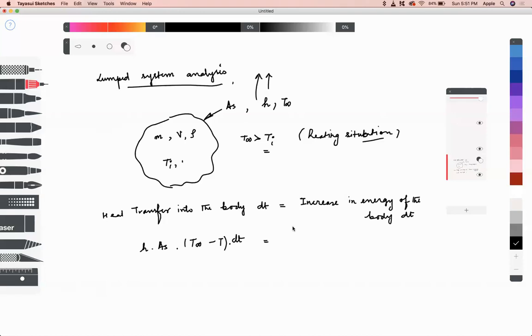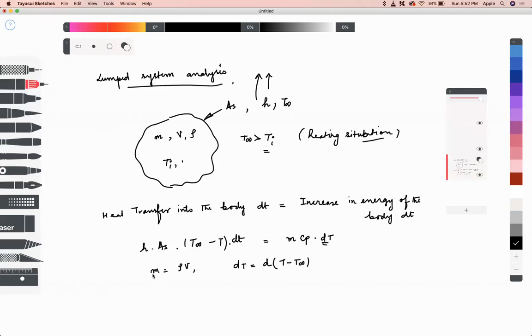Similarly, on the other side, it will be m Cp delta T. Now, m is equal to rho into V, and this dT can be written as the differentiation of T minus T infinity. You see here T infinity is constant, so if you differentiate this, it will become dT only. Alright, so these are the minor changes that we are going to apply here.